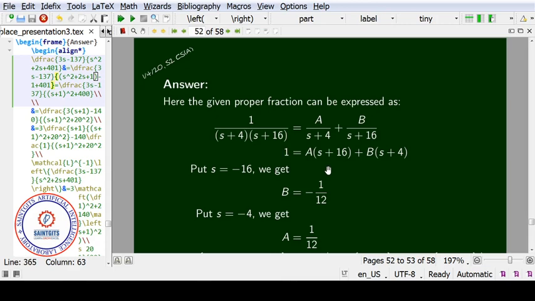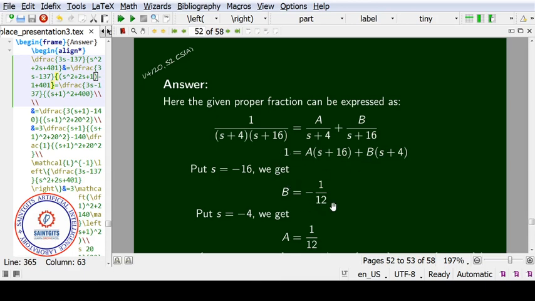The next step is eliminating variables. To find B, I first eliminate A. How to eliminate A? The idea is very simple. We replace this s by minus 16, or put s equal to minus 16. So minus 16 plus 16 is 0, and A will be eliminated. Minus 16 plus 4 is equal to minus 12. So minus 12 B is equal to 1, or B is equal to 1 by minus 12.